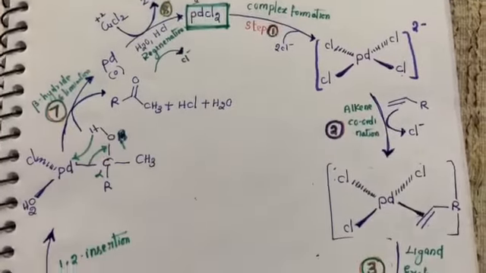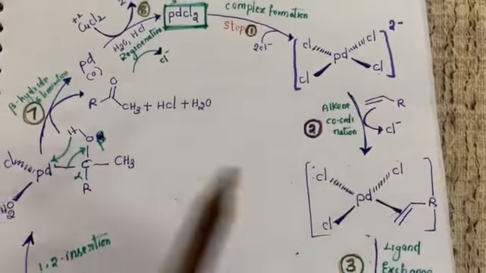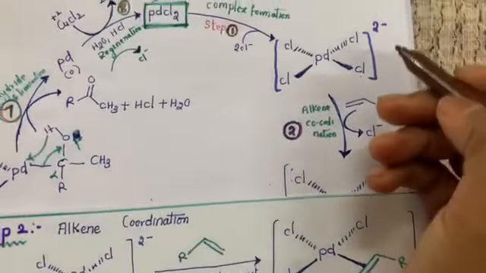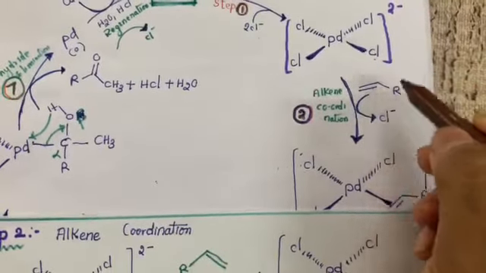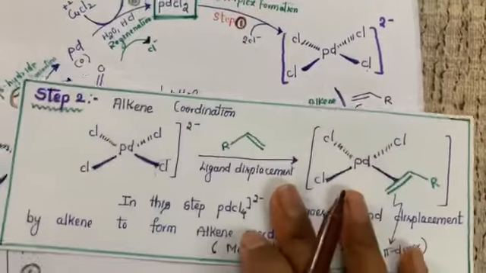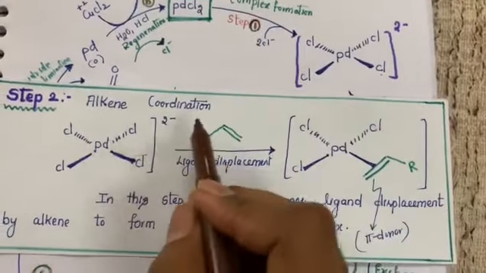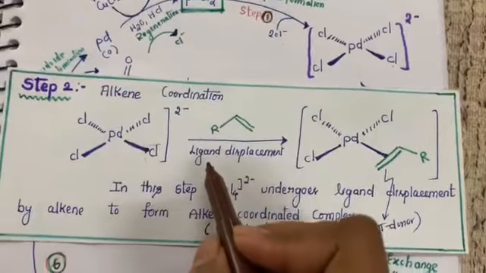And come to step 2. In step 2, if you notice, in the palladium tetrachloride, one of the chlorines is replaced with an olefin. So here we can observe the alkene coordination occurring, which is also known as ligand displacement.